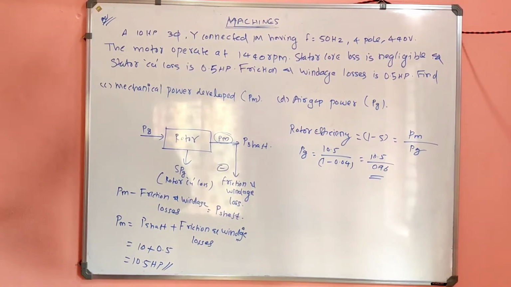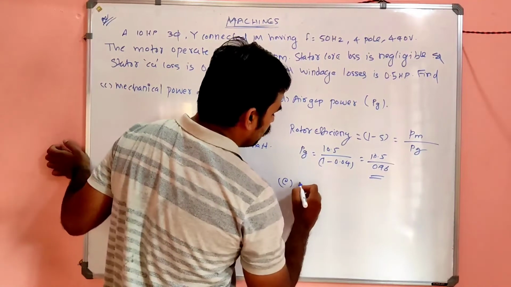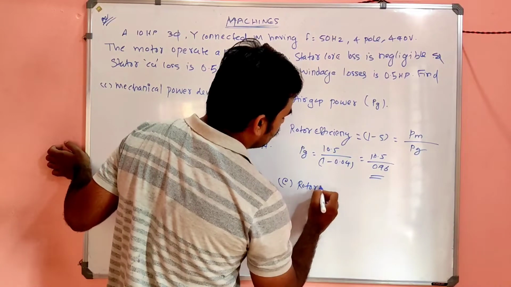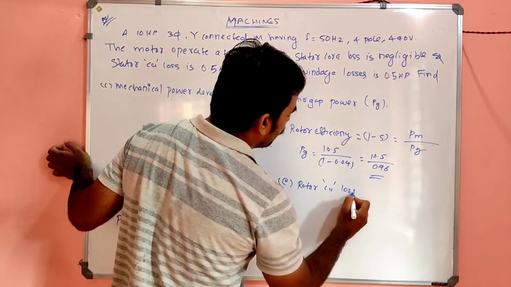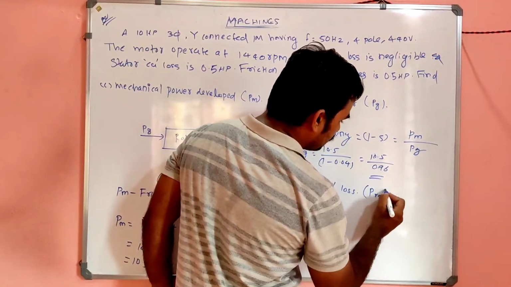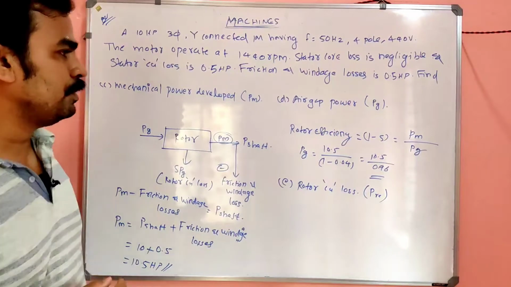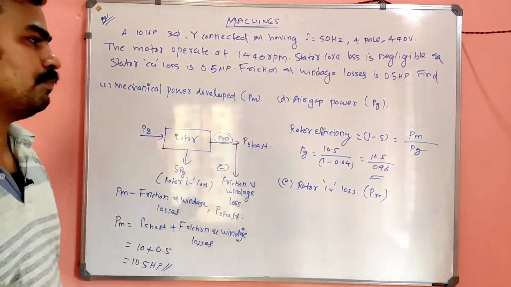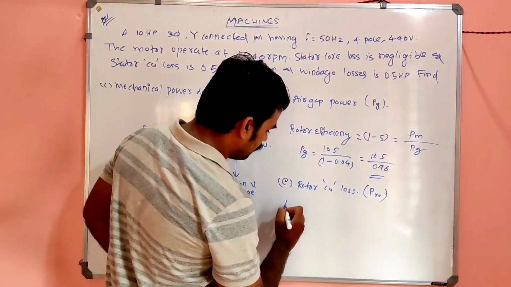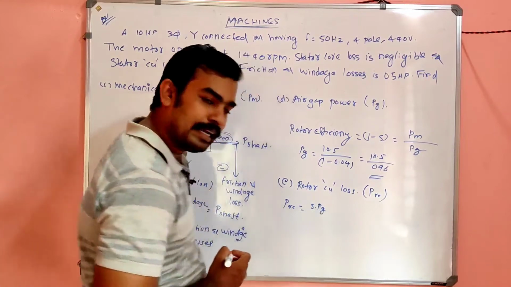It is nothing but rotor copper loss. The next sub question is rotor copper loss. How can we find that? Rotor copper loss is nothing but PRC. If you know the value of slip and the value of PG, how can we find the rotor copper loss? There is a relation I already wrote: PRC will be equal to S times PG, correct?